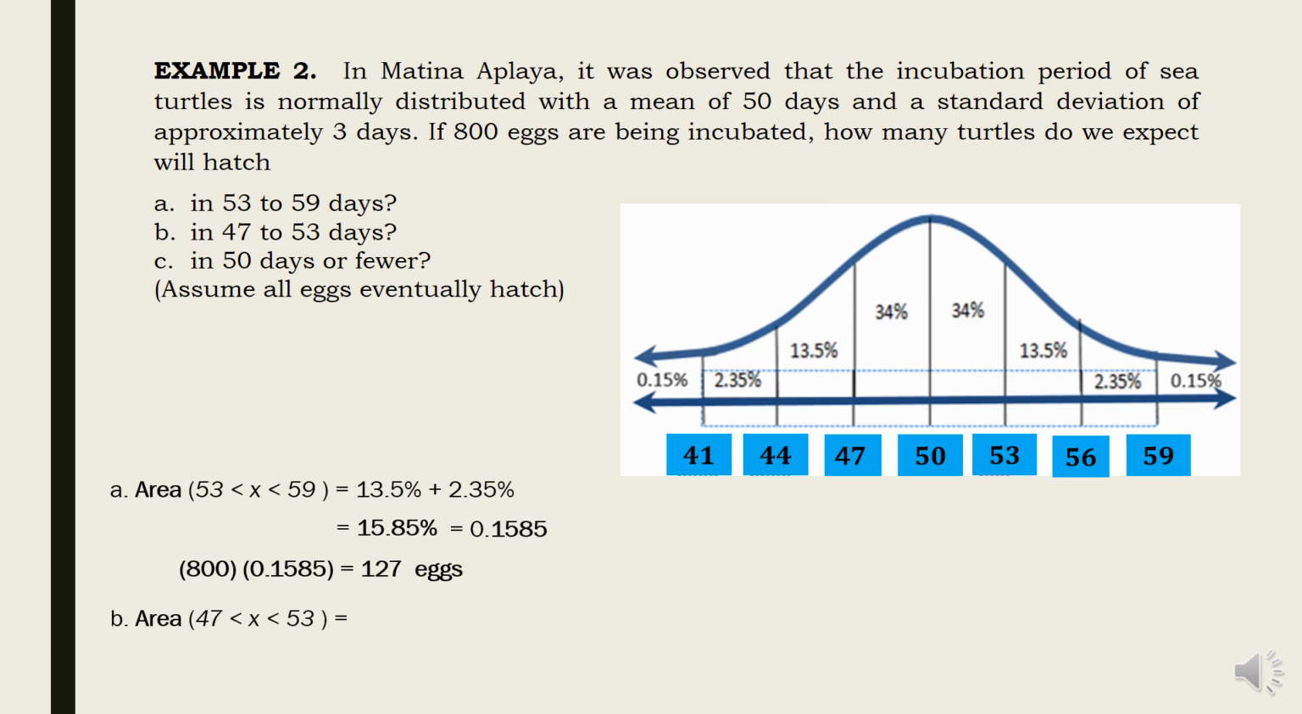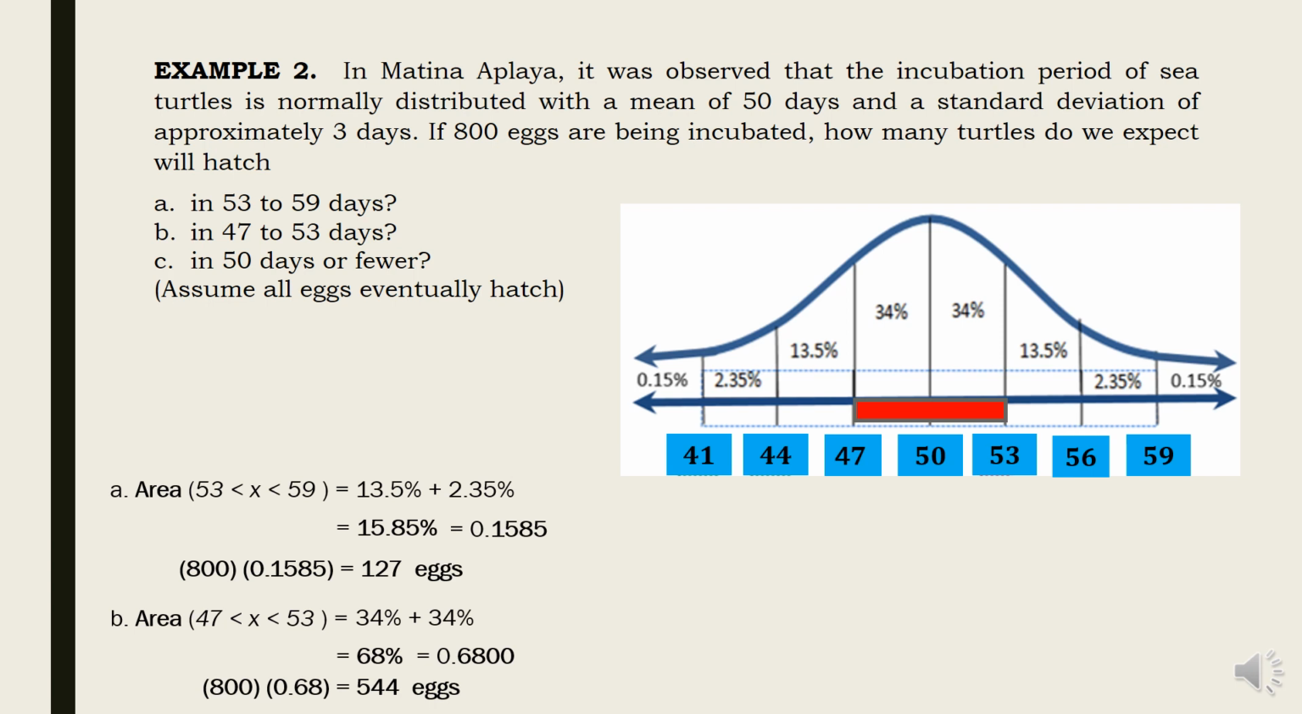Letter B. The area between 47 to 53. Let's check. We have 34% and 34%. If we're going to add this, the result is 68% or 0.6800. To determine the number of eggs, we'll multiply the result by 800. So 800 times 0.68 is equivalent to 544 eggs. So there are 544 eggs that will hatch between 47 to 53 days.